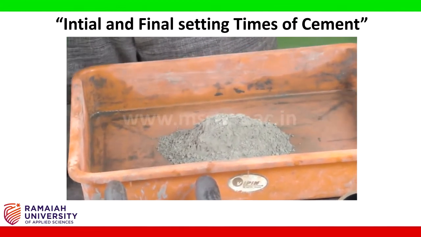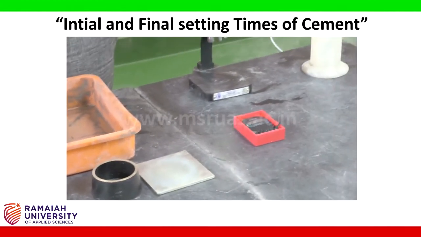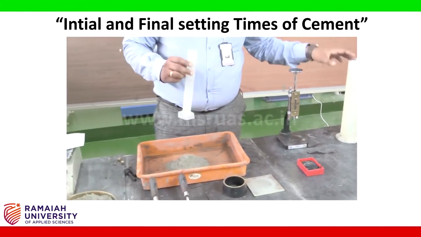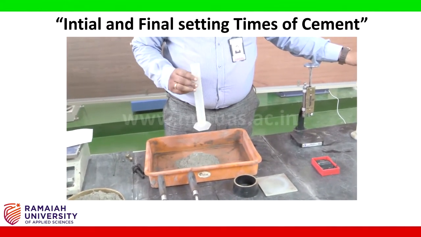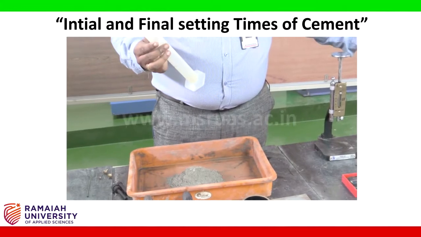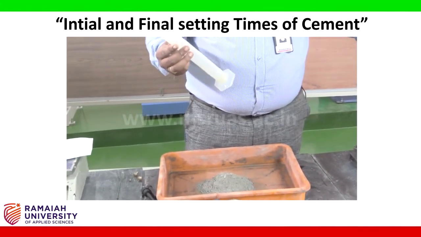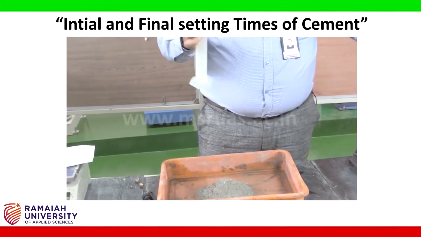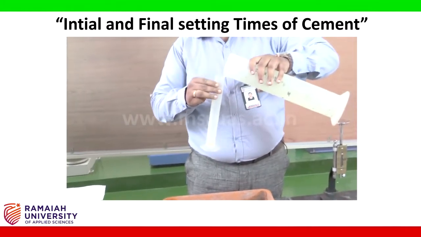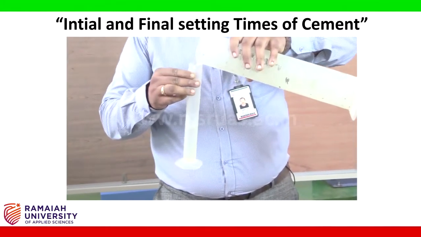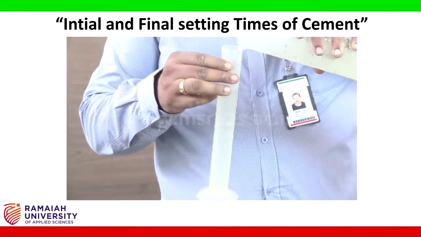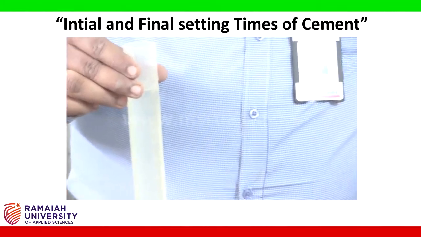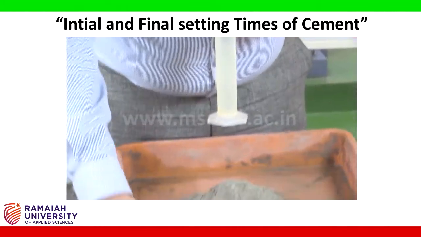I'm going to add water of 0.85 times the normal consistency. From the previous normal consistency experiment, we found about 32% is the normal consistency. 0.85 times the normal consistency water I'm going to add. I calculated it, and I'm roughly going to get it as 109 ml. So I'm going to add 109 ml of water to this particular cement.